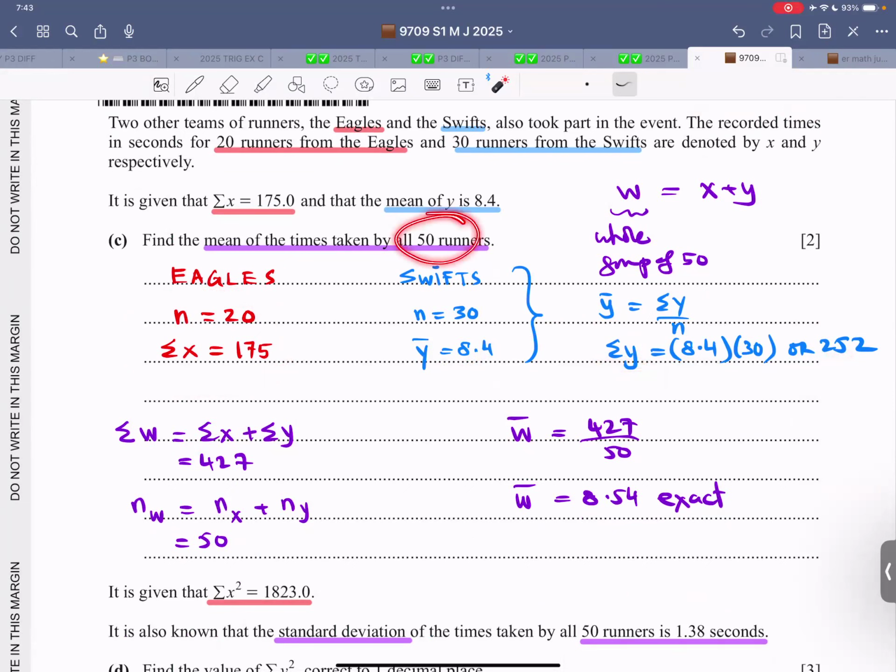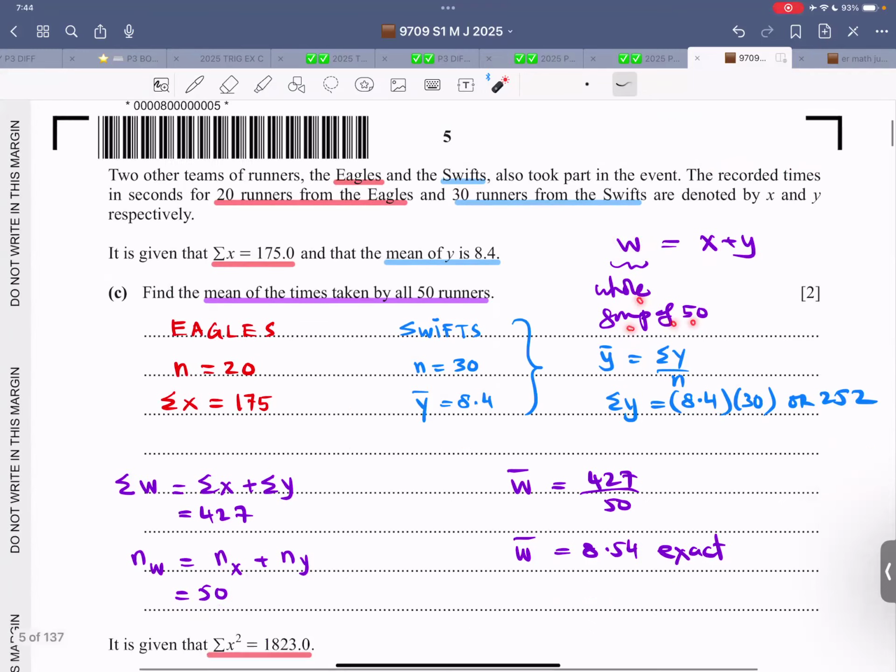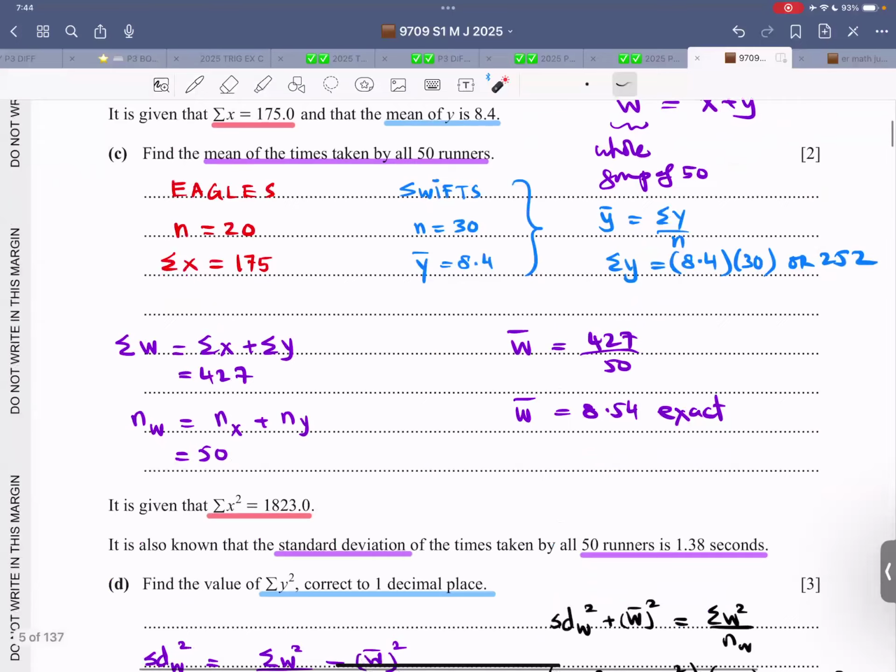Now they're asking about all the 50 runners. So I have W as the symbol for X and Y together, for the whole group of 50 runners. So sigma W is basically sigma X plus sigma Y. I take 175, I take 252, I add it up. Total number is 50. Therefore, W bar is this divided by this. It so happens that this 3 significant figure value is actually an exact value.